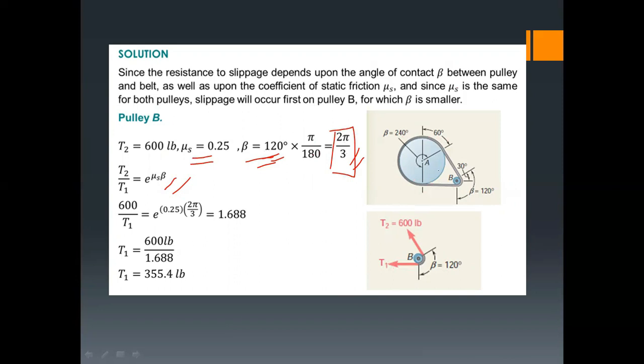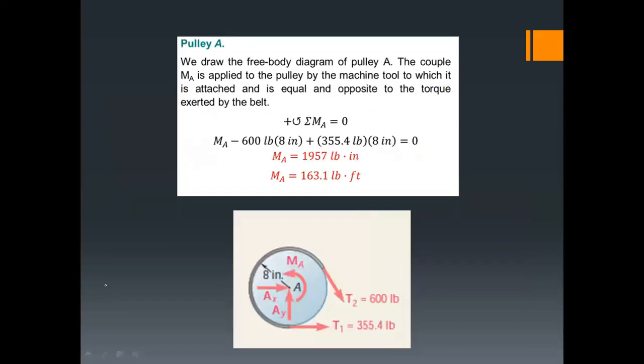So this is the free body diagram natin. So wag natin siya kalimutan, to analyze natin kung ano yung hinahanap natin, unknowns, at kung ano yung gusto natin hanapin. Okay? So, T1 is equals to 600 pounds over 1.688, since ito yung nakuha mo from your right side ng equation. And then, simpleng transposition lang, we'll get our T1 na 355.4 pounds. And then, we draw the free body diagram of pulley A, the couple MA supplied to the pulley by the machine tool to which it is attached and equal and opposite to the torque exerted by the belt.